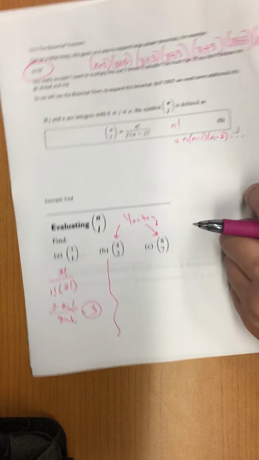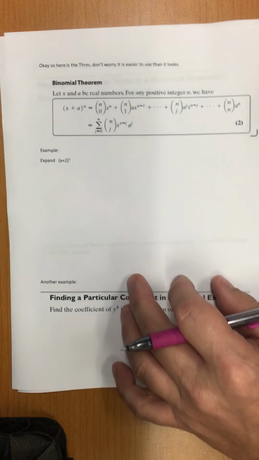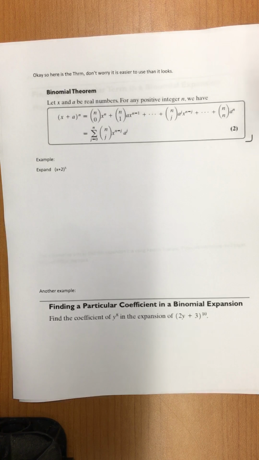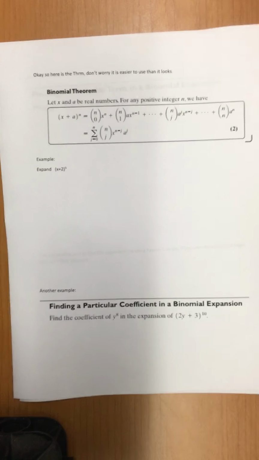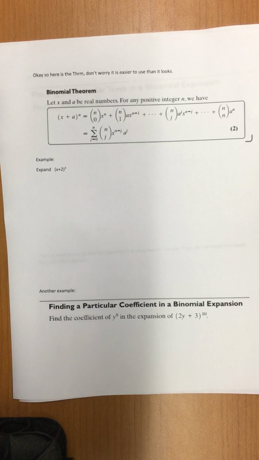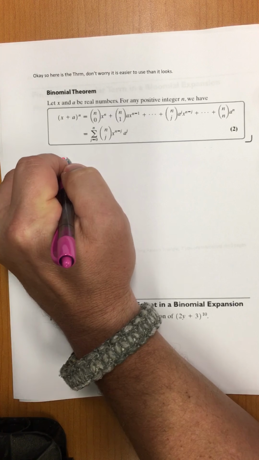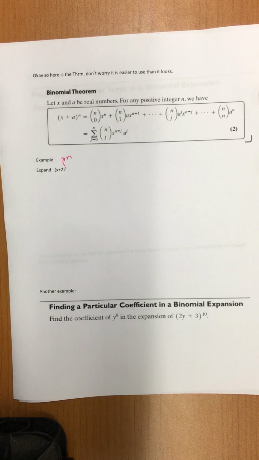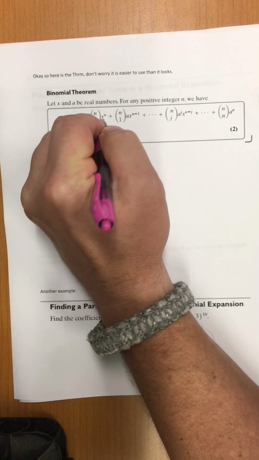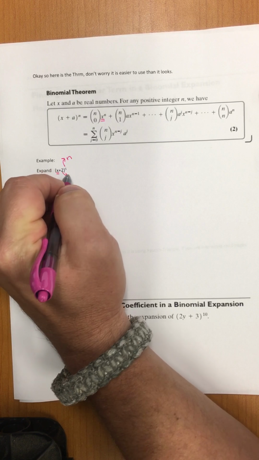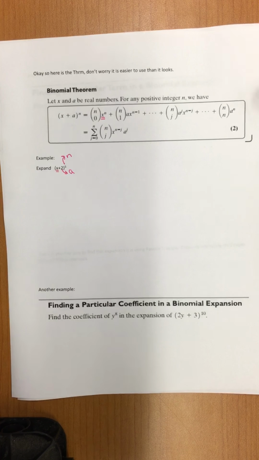All right, so let's see how we use the binomial theorem. So here's the theorem, and I know it looks crazy when you first see it. Believe me, it's actually much, much easier to use in person. All right, couple comments. This is your N. This represents this X, and this is your A value. So all we're going to do is use this pattern.